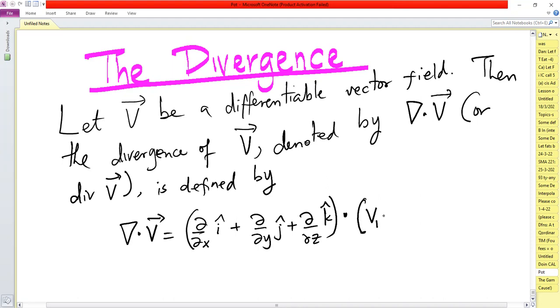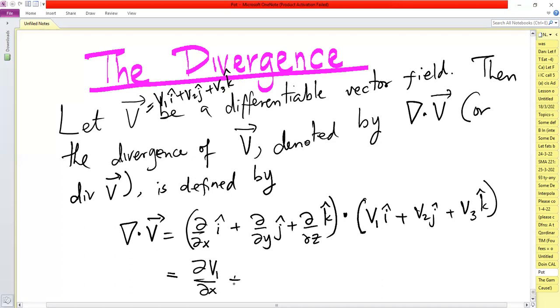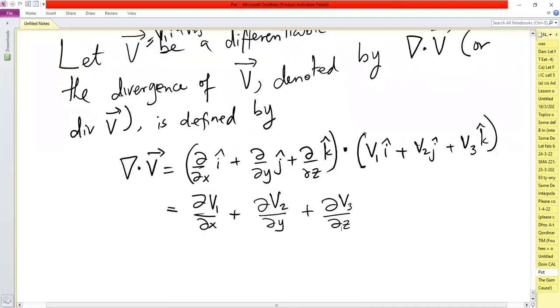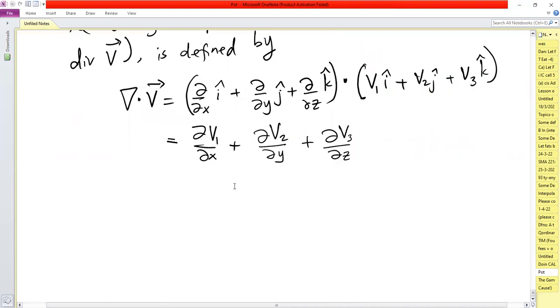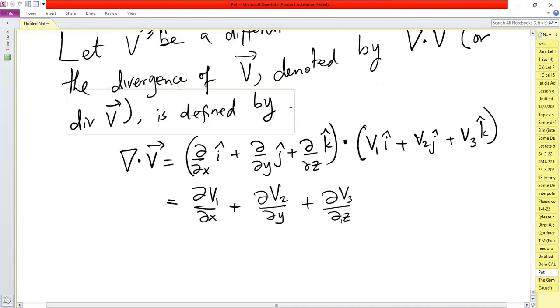so V is written as V1i plus V2j plus V3k. So just to make this one clear, you can say let V be this vector given as V1i plus V2j plus V3k, which on working out this will give the partial V1 partial x plus partial V2 partial y plus partial V3 partial z. So remember, we have just made use of the fact that when you dot two vectors, you simply get the sum of the product of the components of the i, j, and k. So this is how we define the divergence of a vector V.